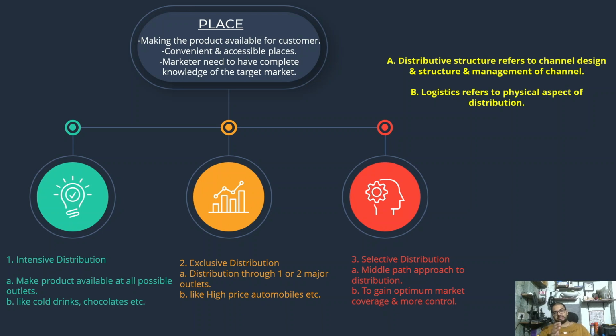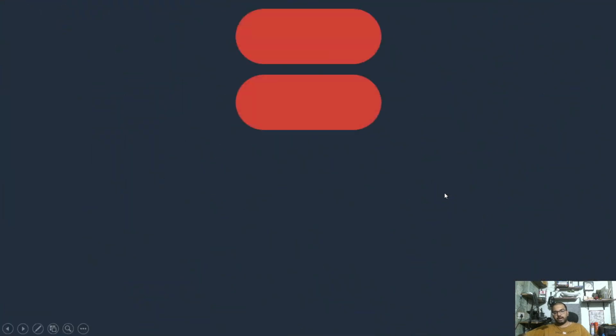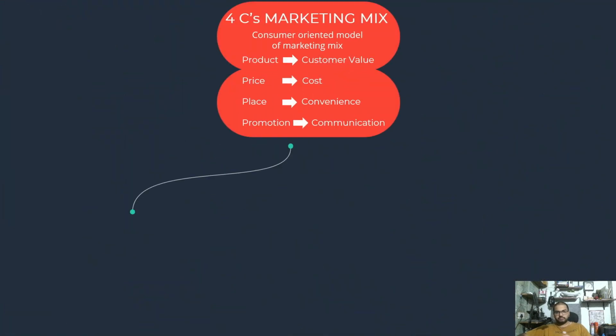Now, selective distribution is the middle path of intensive and extensive distribution. You are not providing your products everywhere, but it's not that your product is available in only a few locations. So, in some locations, your product is available. So, you have the optimum coverage of the market and you are not investing a lot of money in the distribution process. So, you can say selective distribution is the middle path of the extensive and the intensive.